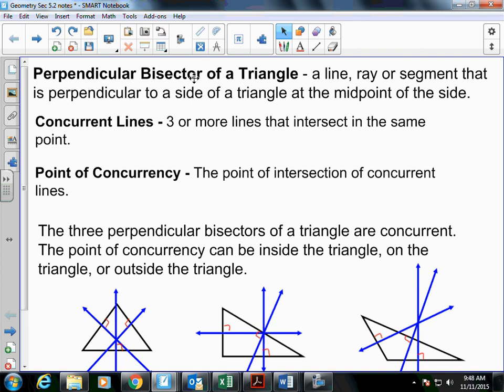And when we talk about these bisectors, another thing we need to look at is something called concurrent lines, which is any time that we've got three or more lines that intersect at the same point, right? So three or more lines, kind of like an asterisk or something like that, where they all intersect at one point, and this point where they all intersect, that intersection of the concurrent lines, is called the point of concurrency.